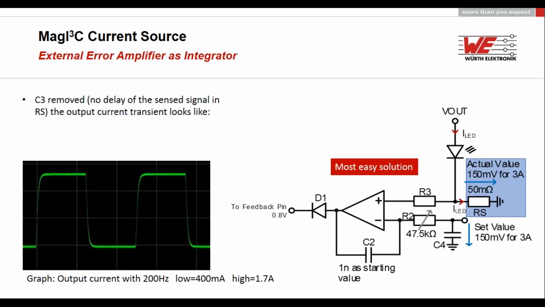If you increase the 1 nano value, then the edges, which are a little bit round, start to get rounder and the rise time gets slower.